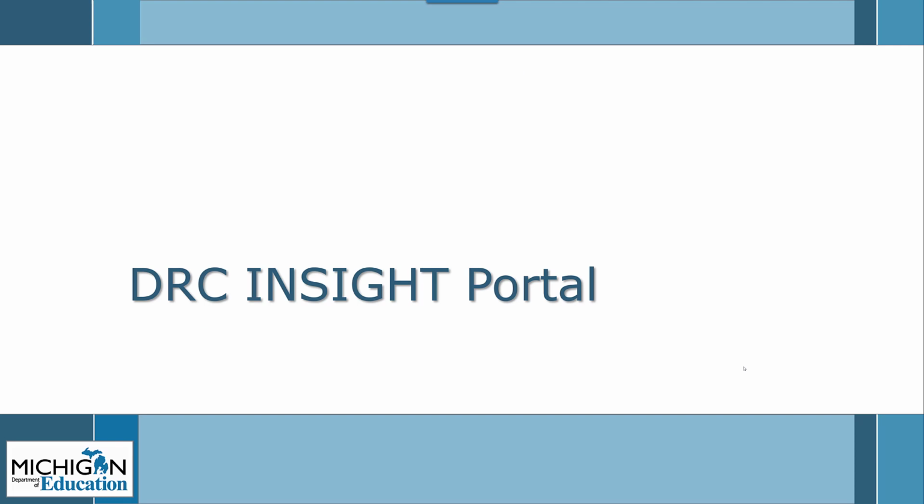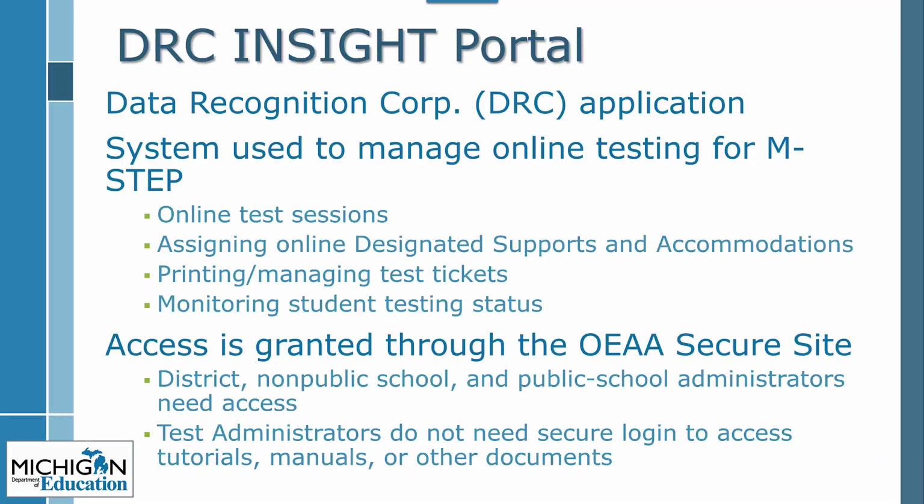Next, we will discuss the tasks that are completed in the DRC Insight portal. The DRC Insight portal is the system used to manage online test sessions, assign designated supports and accommodations, to print and manage test tickets, and during testing to monitor student testing status. Access to the DRC Insight portal is granted through the OEAA Secure site based on role assignment in the OEAA Secure site. If you need help getting access to the DRC Insight portal, go to the Secure Site training page at www.michigan.gov/securesitetraining and select the document under Security called How Do I Get Access to the DRC Insight portal?